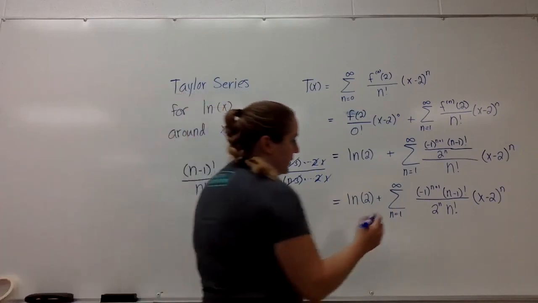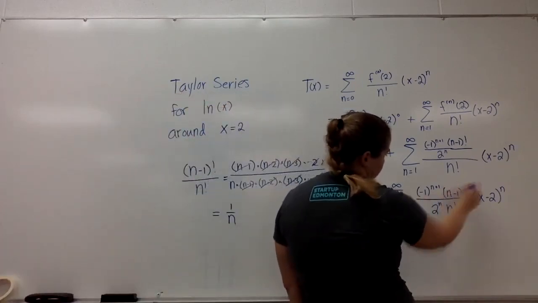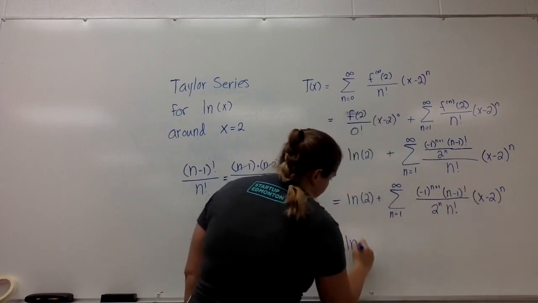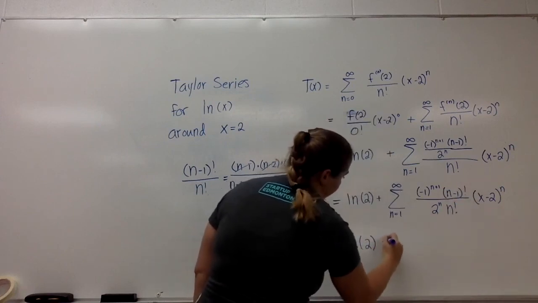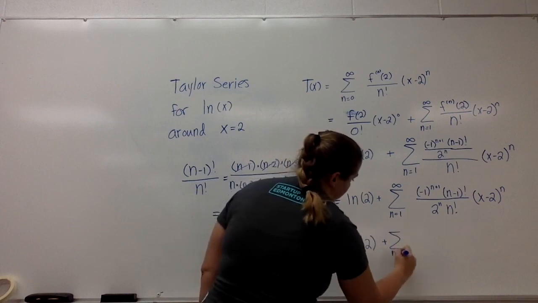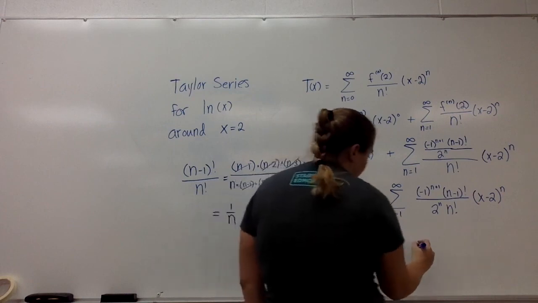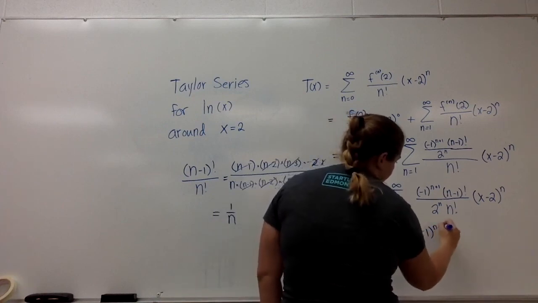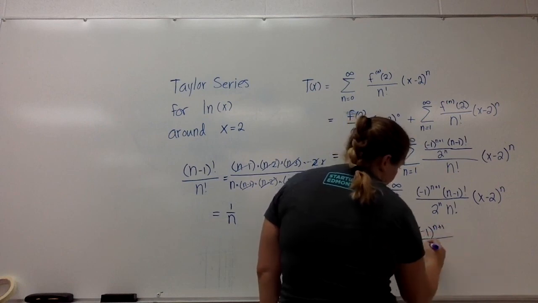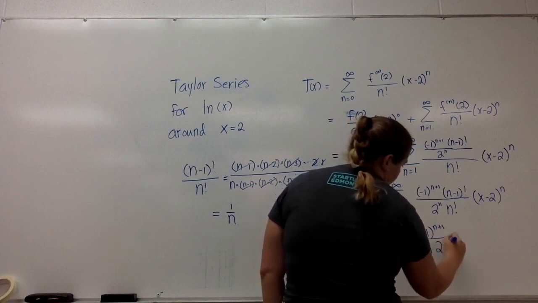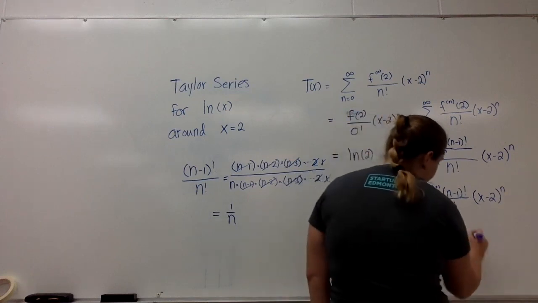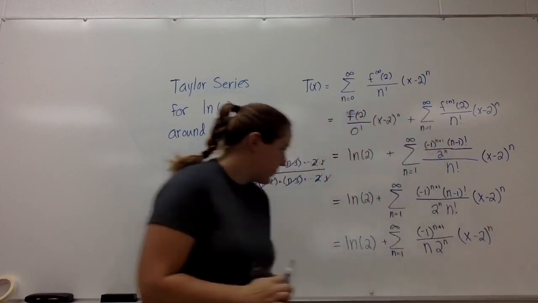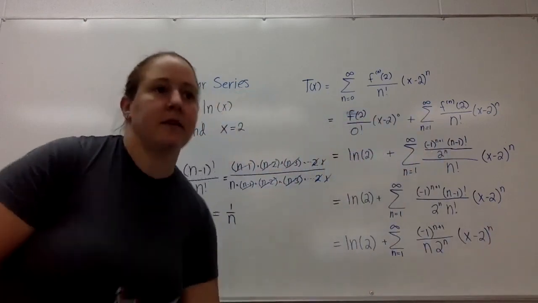So what I can do is take this piece, the n minus 1 factorial and the n factorial, and make it a little nicer. So we get natural log of 2, sum from n equals 1 to infinity of, on the top we just have -1 to the n plus 1. And then on the bottom we just have n times 2 to the n, because the rest of the factorial stuff went away, times x minus 2 to the n. And that is our Taylor series for this.